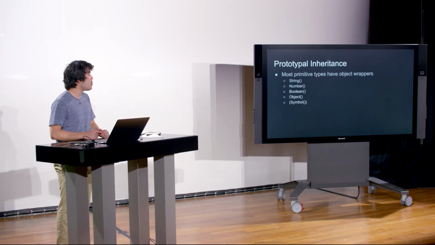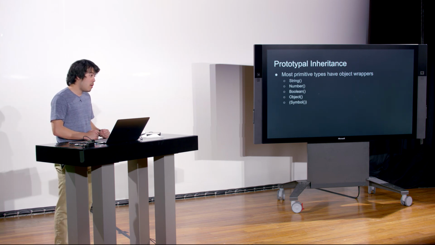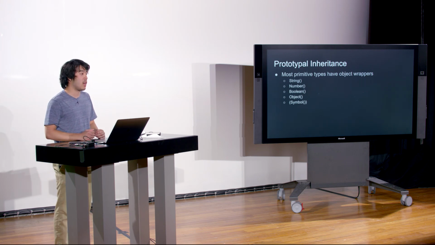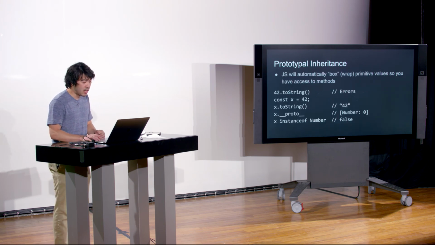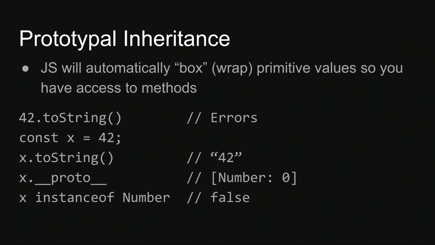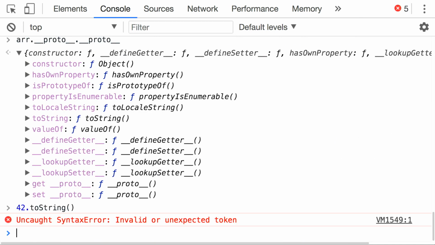Cool. So most primitive types have object wrappers. We talked about how primitive types don't have any methods associated with them, but primitive types also have wrappers that have prototypes associated with them. What does that mean? If I were to do 42.toString, it's going to be like, what do you mean? I told you that these primitive values don't have methods, and so 42.toString doesn't really make sense.